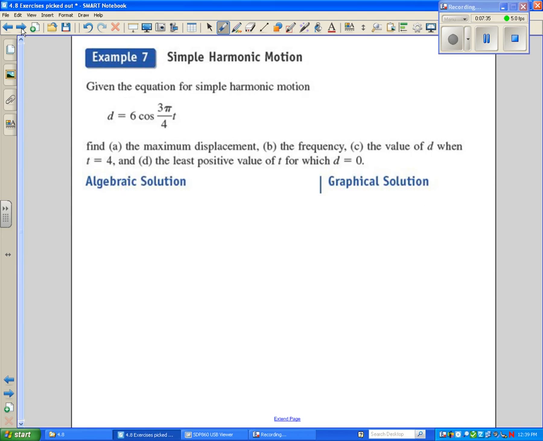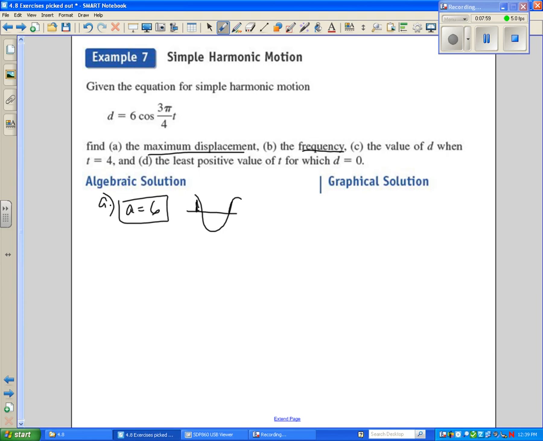Given the equation for the simple harmonic motion, we're going to do this algebraically and graphically. We're going to find the maximum displacement, the frequency, the value of d when t equals 4, and the least positive value of t when d is 0. A lot of stuff going on here. Now, maximum displacement is the same thing as the amplitude. So, done. This is A. Maximum displacement is 6. That means away from the oscillating axis. So how far off the oscillating axis is this cosine function?